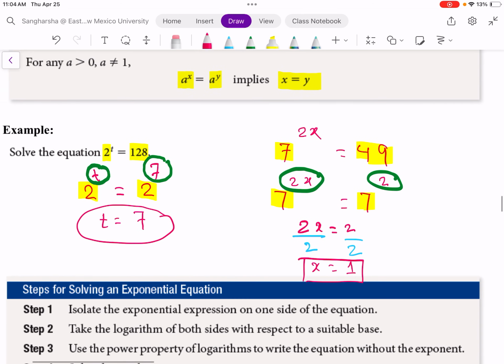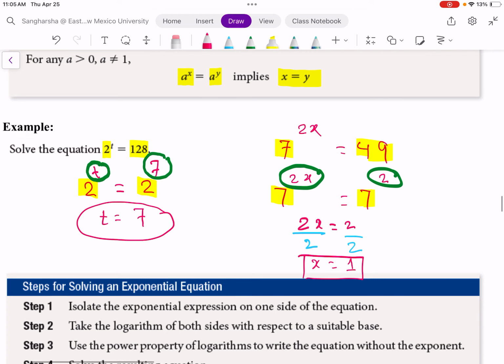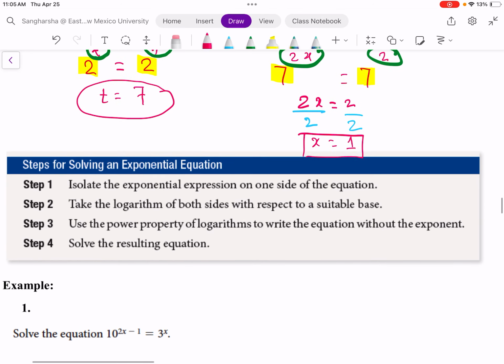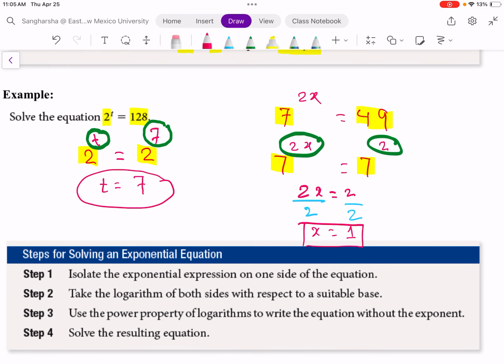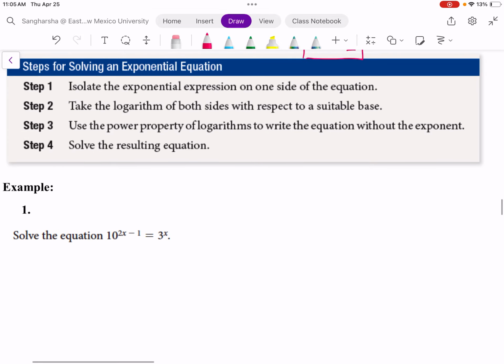Now, the second case is, what if we can't make the same base on both sides? For example, our next example. Do you have any questions in these two examples? You have an exponential equation, you make the same base on both sides, you write the exponents equal to each other, and you get the solution. Now here, we have 10 to the power 2x minus 1 equals 3 to the power x. Is there any way we could make the same base on both sides? We can't, right? The base on the left side is 10 and the base on the right side is 3, and there is no way we could make the same base on both sides.